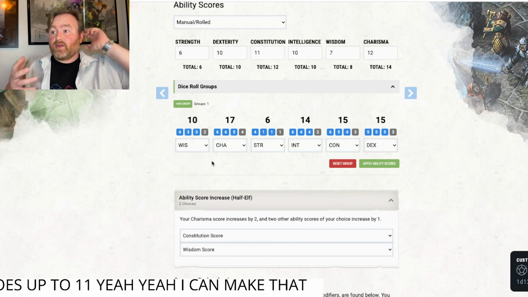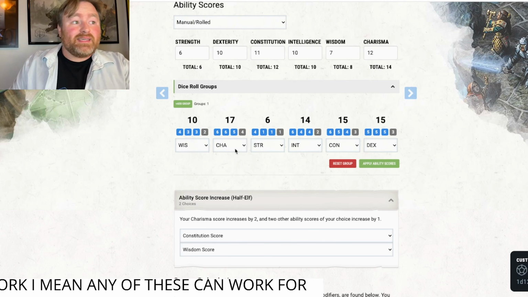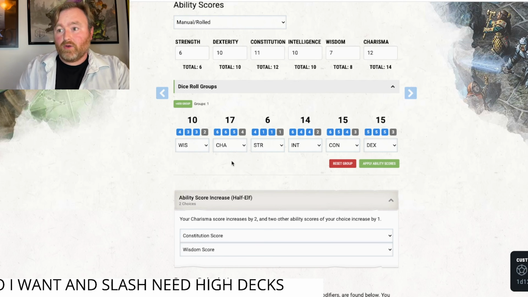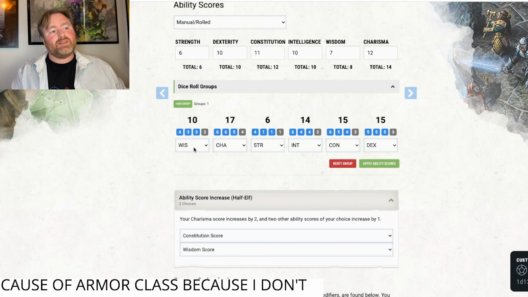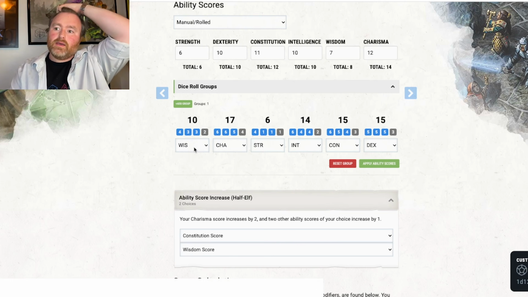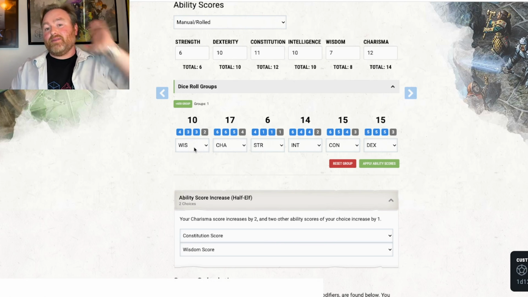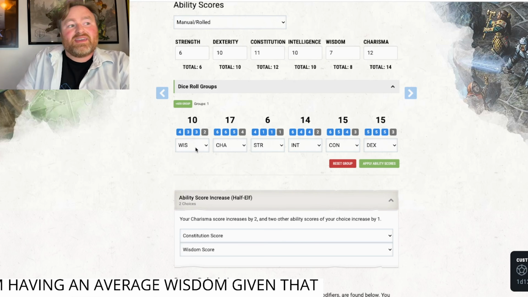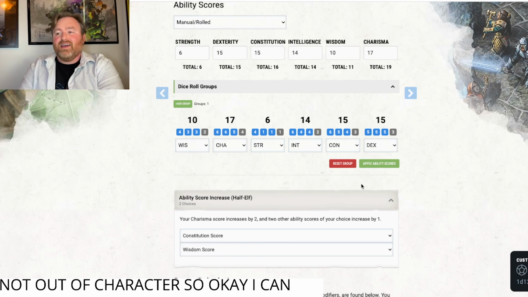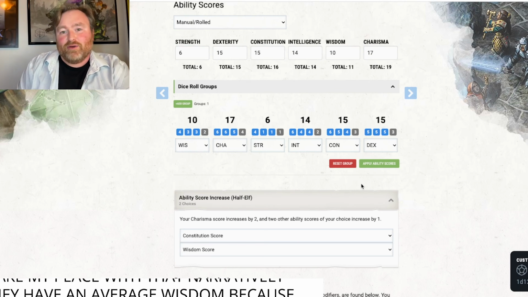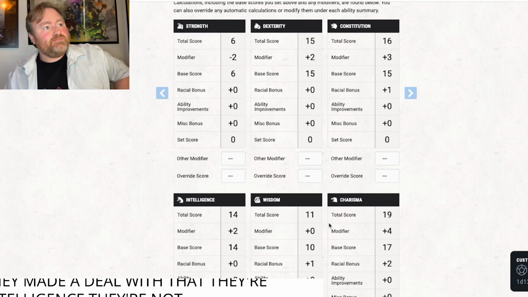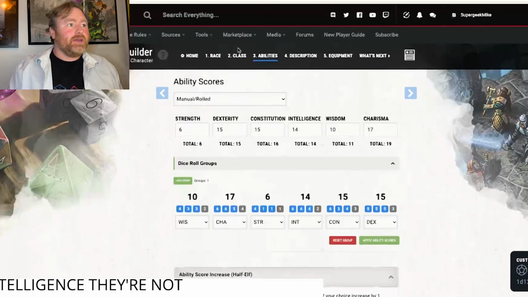I mean, any of these can work for the character, right? There's only... why do I want or need high Dex? Because of armor class. Because I don't want this character to die. That's the thing, though. Like, what's more valuable there? You know, I think having an average Wisdom, given that they apparently made a deal with Vecna, is not out of character. So, okay. I can make my peace with that narratively. They have an average Wisdom because they made a deal with Vecna. They're intelligent. They're not extraordinarily wise. That's a little bit better. Okay, fair enough.